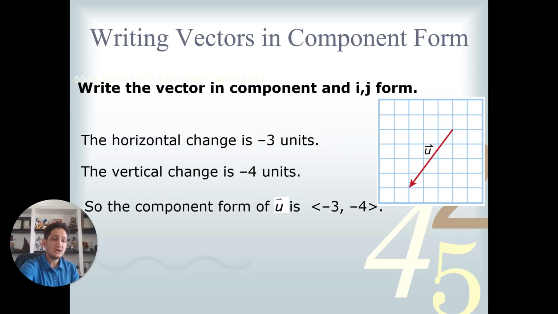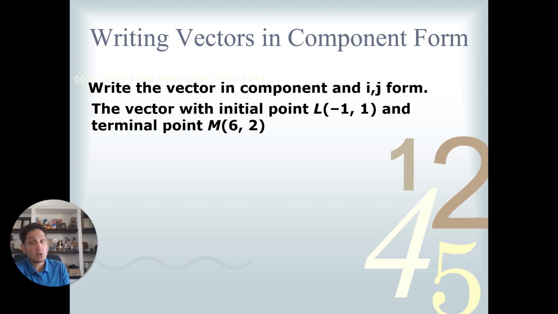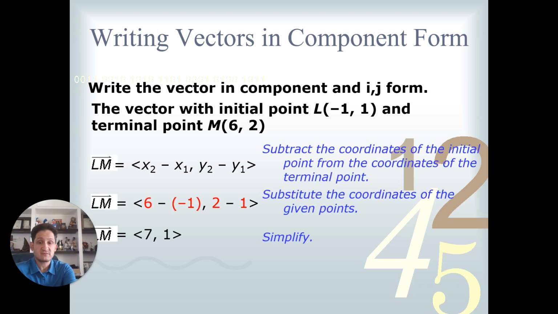Anyway, here's one more. There's 2 points. I give you initial and terminal. Why don't you tell me what the component and ij form of this vector is? Pause the video and let me know. All right. You could have drawn it. -1, 1, 6, 2. Or maybe just subtract. 6 minus -1 is 7. 2 minus 1 is 1. 7, 1. You can do it in your head. It's not that hard. Or 7i plus 1j. But you wouldn't write 1. You don't do that. Plus j.